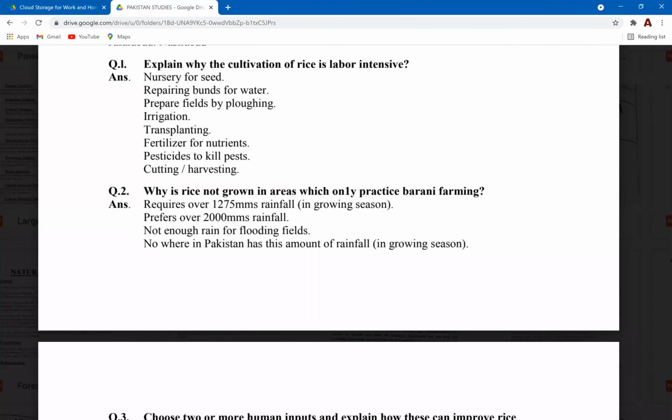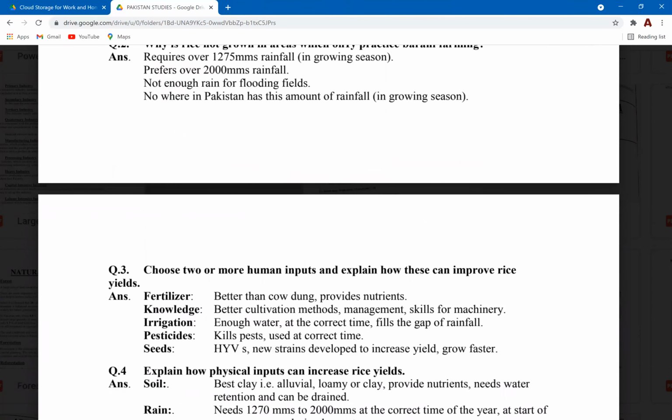Explain why the cultivation of rice is labor intensive. So why is it labor intensive? Why do you need a lot of labor for the cultivation of rice? Because first of all, the plant is grown in nurseries. You need to take that plant from the nurseries to this field. Those fields must be plowed. Those fields must have a lot of water. You need irrigation facilities. You need a lot of fertilizers, right? So this is why you need a lot of labor for this cultivation specifically.